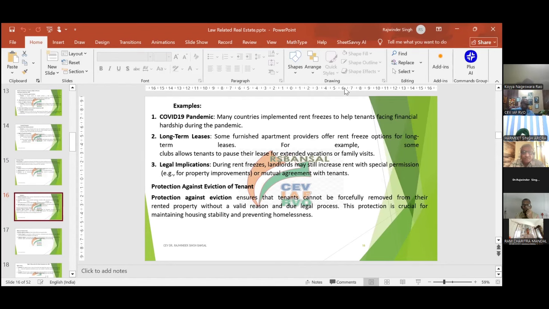Then protection against eviction of tenant. This ensures that tenants cannot be forcefully removed from their rented property without a valid reason, and a due legal process has to be carried out for evicting them. So this protection is crucial for maintaining housing stability and preventing homelessness.